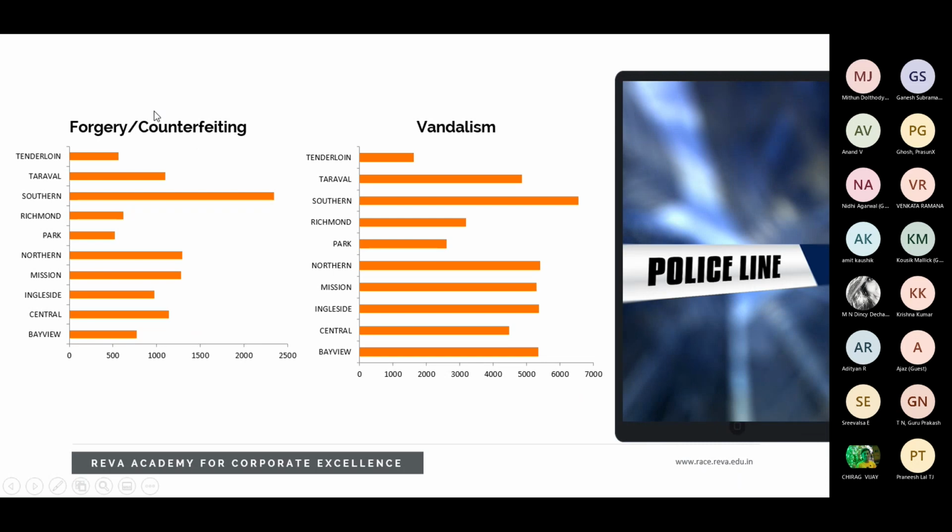Let's look at this forgery and counterfeiting. Southern district tops the list. Look at vandalism and such things. Southern area is again the one which is topping the list. Vandalism, everything we think that it is happening in developing countries. In developed nations, what is happening, you can see for yourself. Right? Now you look at this.